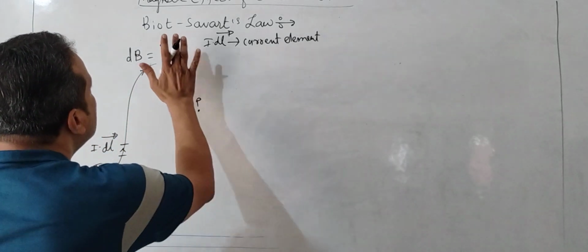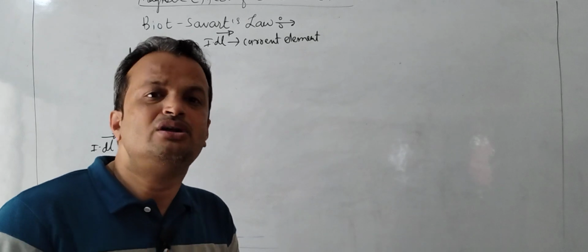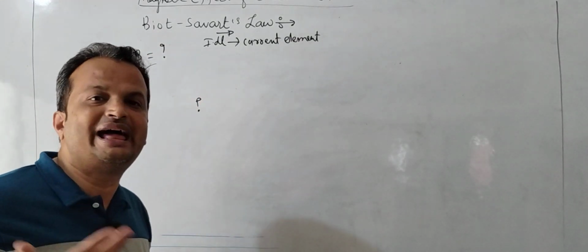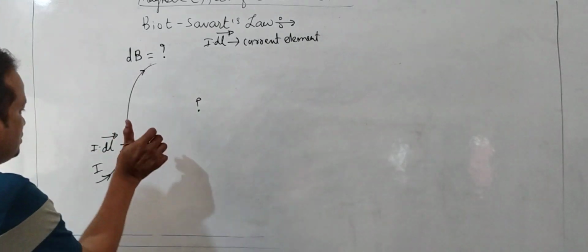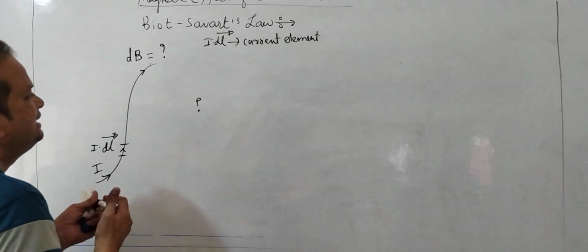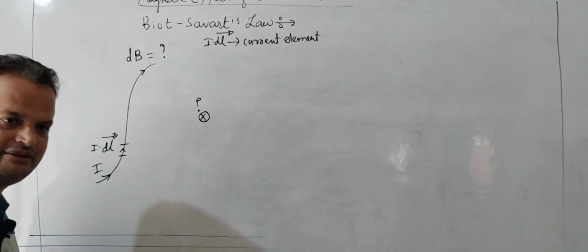So who has given the formula? Biot-Savart law. This is the basic formula, the same kind of formula as Coulomb's law. So what is this formula? First of all we will find the direction. From the right hand thumb rule, this is the magnetic field, this is the direction of current. Here the direction of magnetic field is into the plane, that we know already.